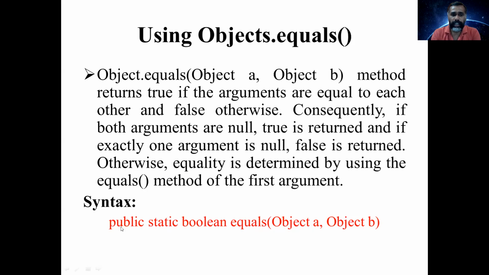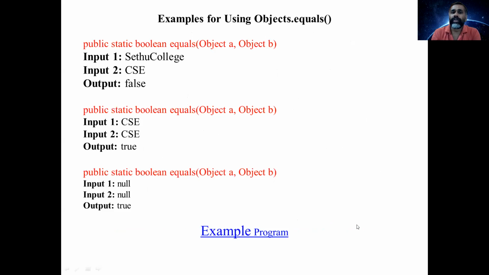So let us see the syntax. public static boolean, because it returns true or false, so its return type is boolean. equals of object A, comma object B. So let us consider here, object 1 is Sethu College and object 2 is CSE. Both the objects are different, it returns false. And object A, object B, both the strings are the same, it returns true. And in the third condition, we are passing object A as null and object B as null, it returns true. If any one is null, then it returns false. So this is by using equals.